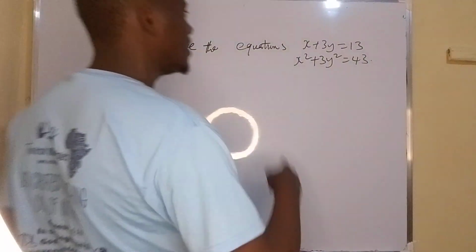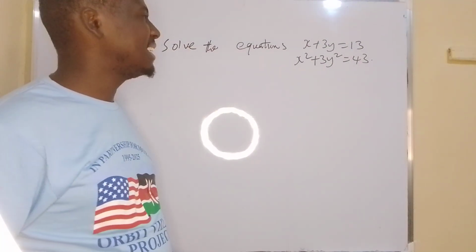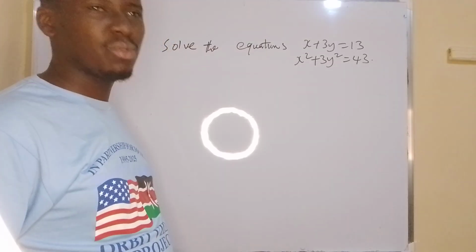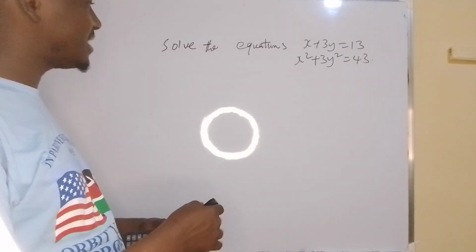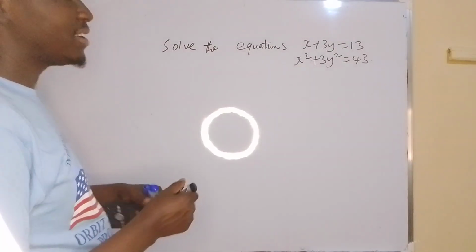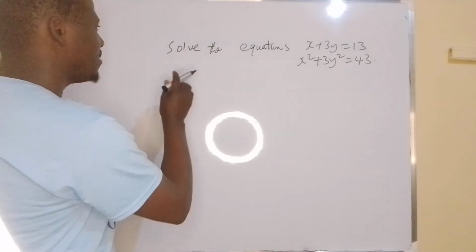Okay, this is the question saying that x plus 3y is equal to 13 and x squared plus 3y squared is equal to 43. That is the question. Let's get started by writing x as the subject of the formula.